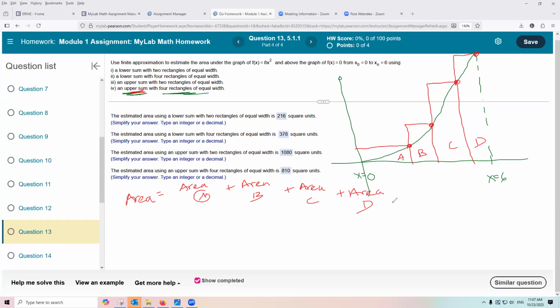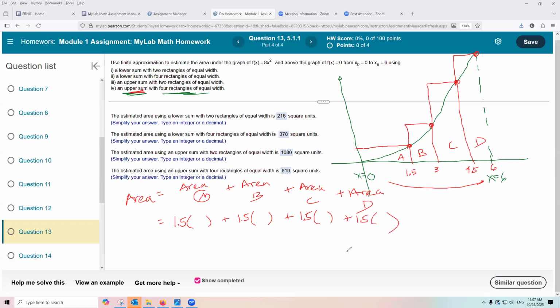All right, and how wide is each one of these rectangles? Well, the total distance is 6, but there are 4 rectangles of equal width, so each rectangle is going to be 1.5. So let me put 1.5 there. Here's a 3. Here's a 4.5. And of course, this is 6. All right. So I know the width of each rectangle is 1.5. I'm going to put that in here. So 1.5 plus 1.5 plus 1.5 plus 1.5.